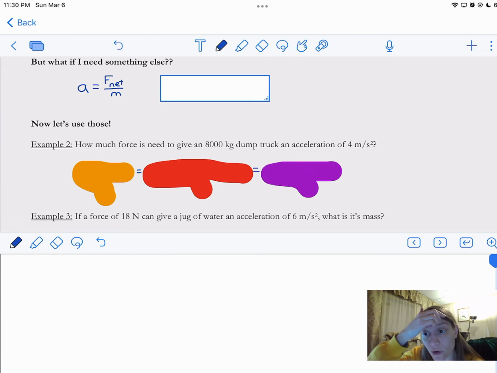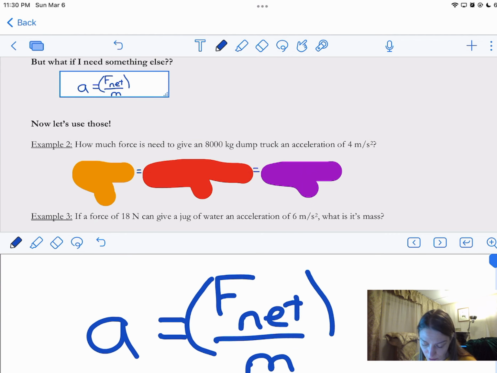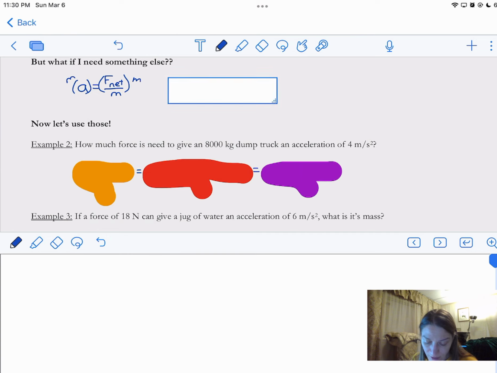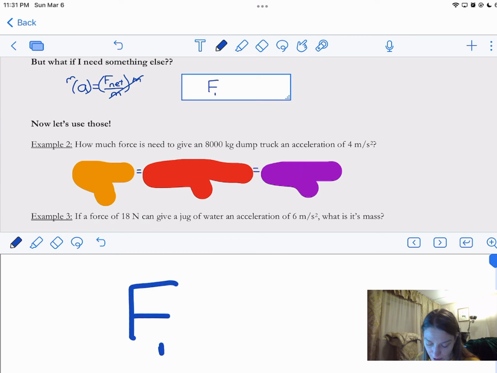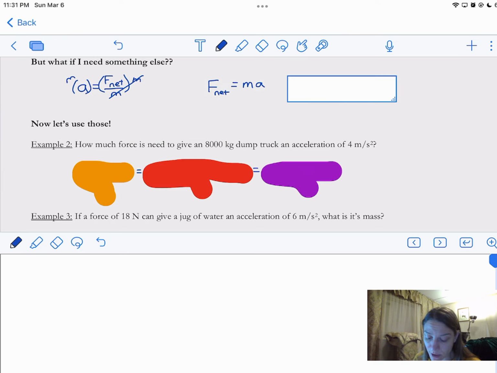So if we want force by itself, we just need to get mass off of the bottom over there. Currently force is being divided by mass, so we have to undo that. So what we're going to do is multiply both sides by the mass, like so. That means that the mass is going to cancel out over here. No more mass. And so we're left with F net on the one side and mass times acceleration on the other. Now remember, when we write them next to each other like that, they're multiplied by each other.